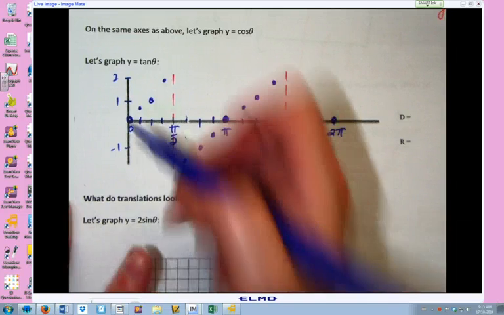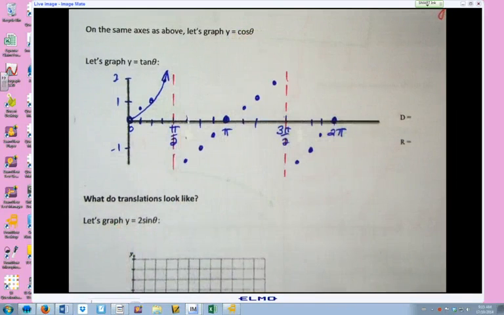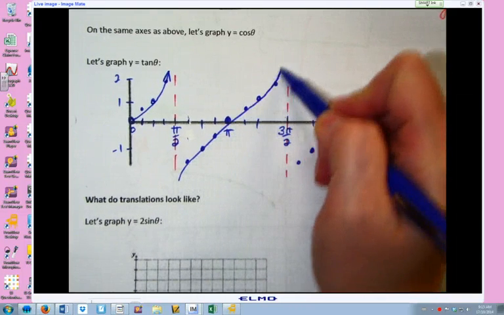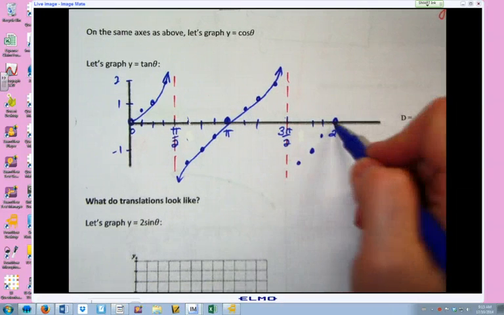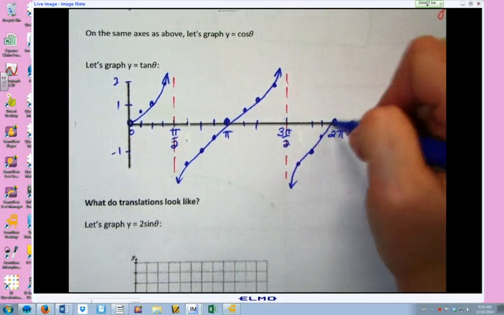Tan is a very cool graph. Watch this. Here's quadrant 1. Okay, so it's not connect the dots in a straight line. It's a swoop that comes up. Approaches the asymptote but doesn't cross. In quadrants 2 and 3, it swoops towards the asymptotes but doesn't cross. And in quadrant 4, it swoops towards the asymptote but doesn't cross.